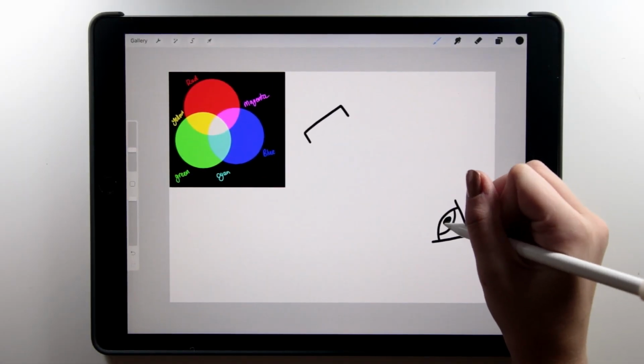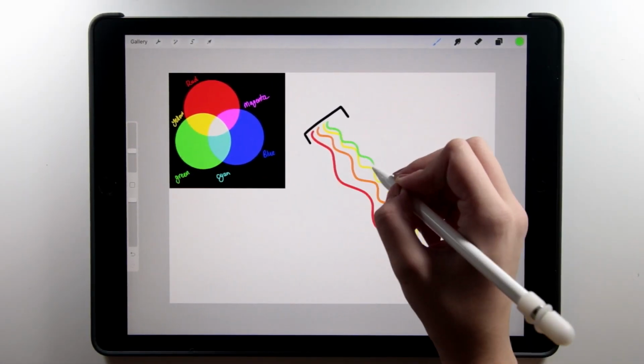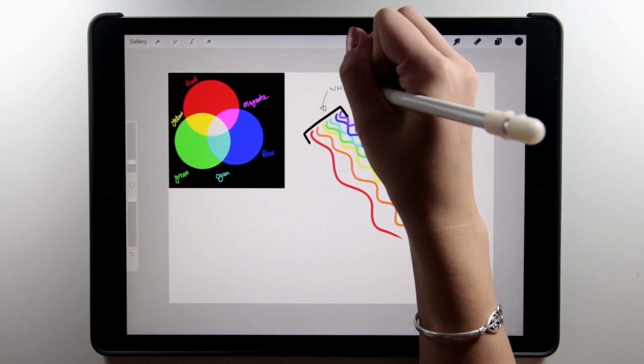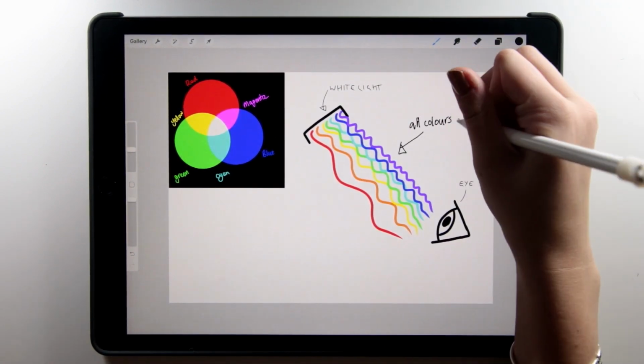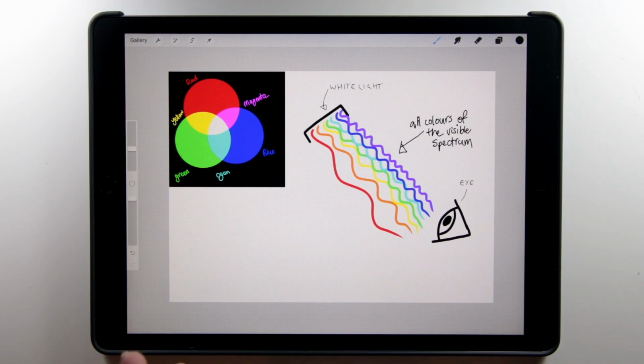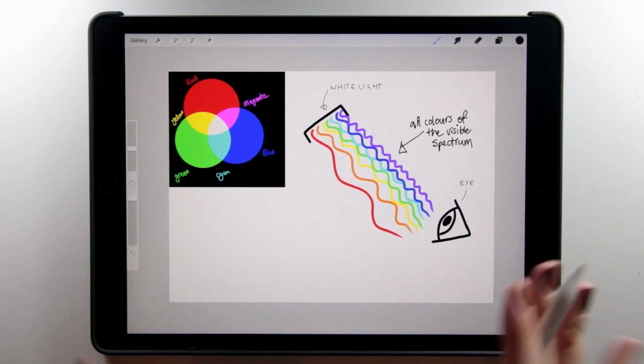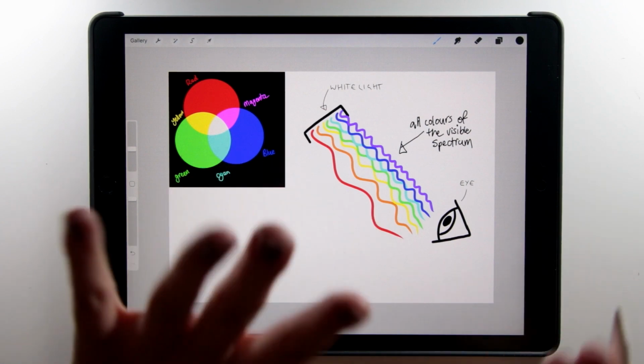When you're looking at a white light, let's say from the sun or from a white light bulb, what you are actually seeing is an even distribution of all of the colours in the visible spectrum. This actually helps explain why when white light is shone through a prism, it creates a little rainbow, but I won't go into that right now, that's just a whole other thing.